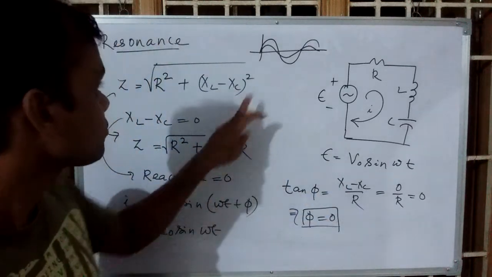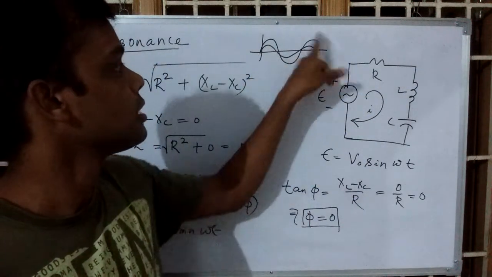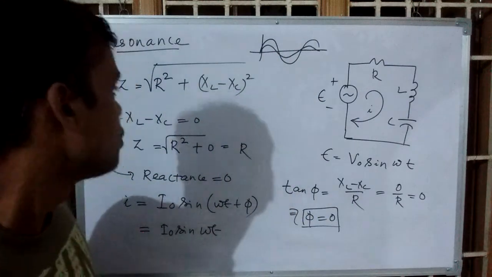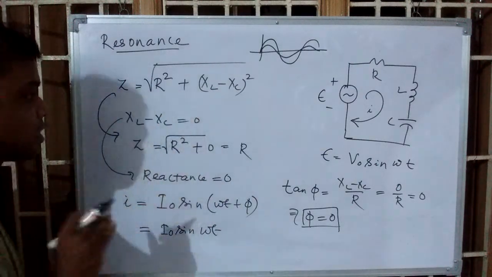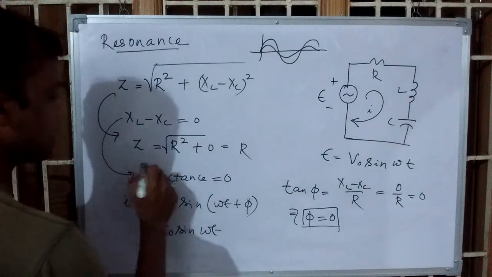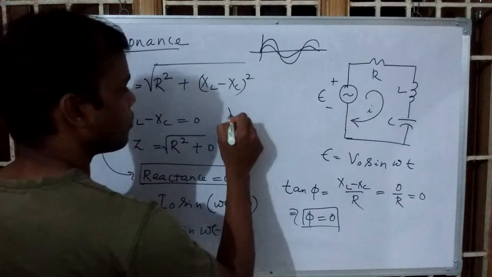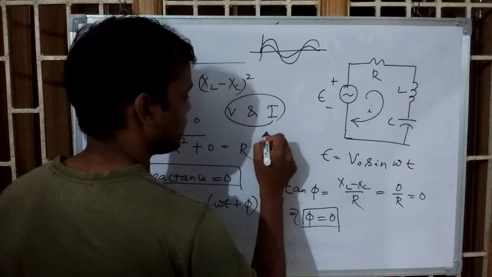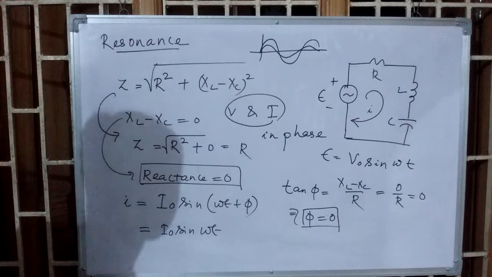Here you see they are oscillating simultaneously. Voltage is going like this, current is also going in the same manner. That's why this is called resonance. So what is the speciality of this resonance? First of all, what is the definition of resonance? Resonance is the condition of a circuit when the total reactance of the circuit becomes zero, or voltage and current both are in phase. This is the resonance condition.